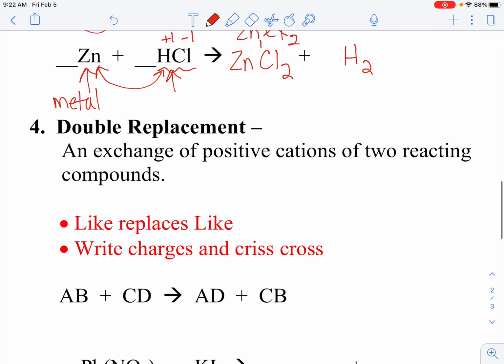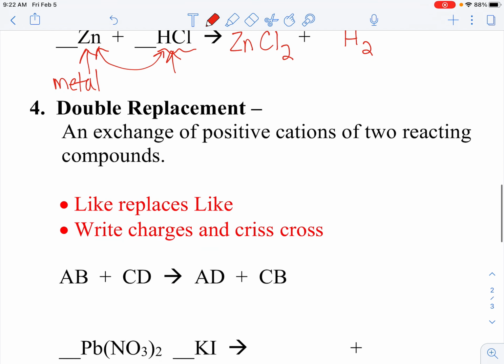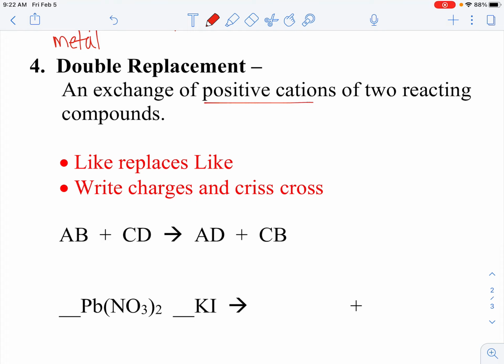All right, with our fourth type of reaction, double replacement, like replaces like. Some of you might also do outies and innies, so I'll show you both. In the first example, the two positive cations are going to replace each other. The cations are always listed first, so A and C are going to switch places.